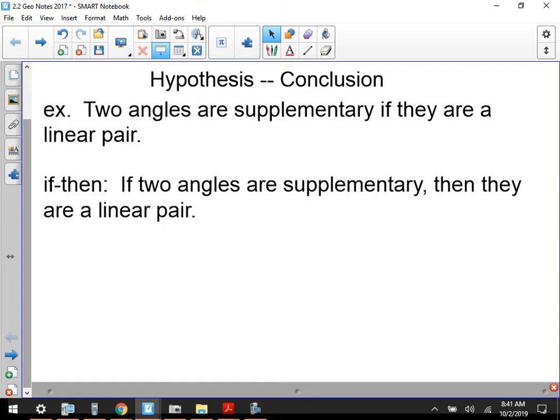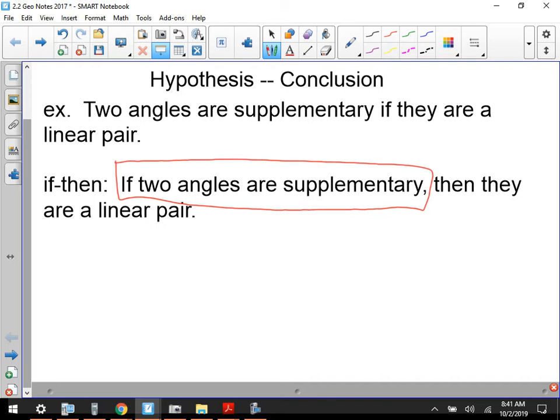When you have an if-then statement, your if part becomes the hypothesis. And then the conclusion part is the last bit, the then part. We use if-then statements.